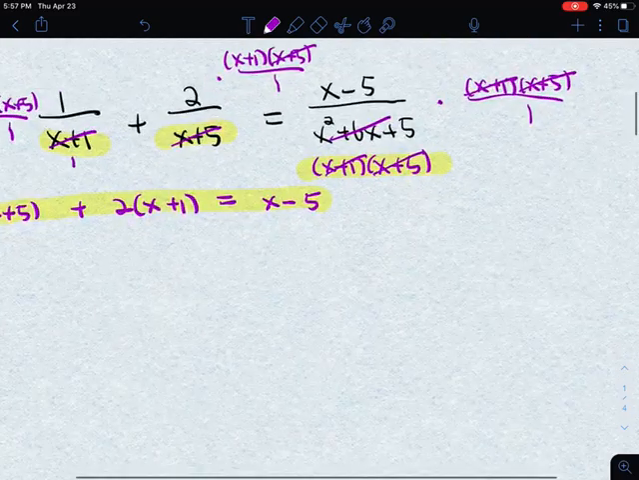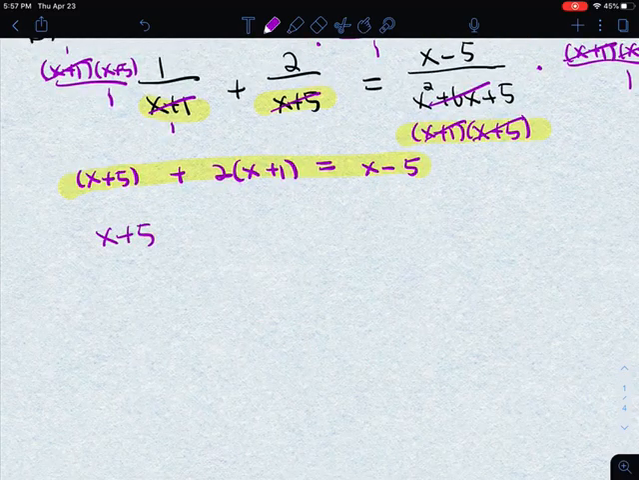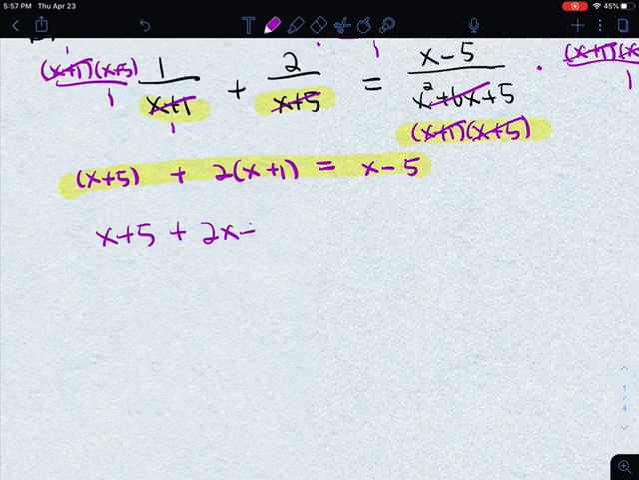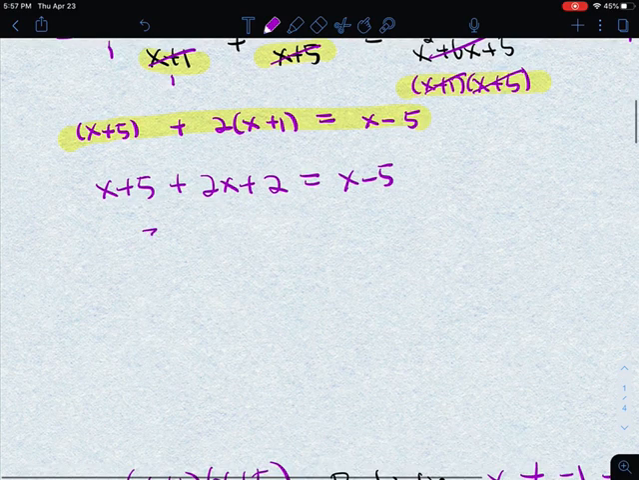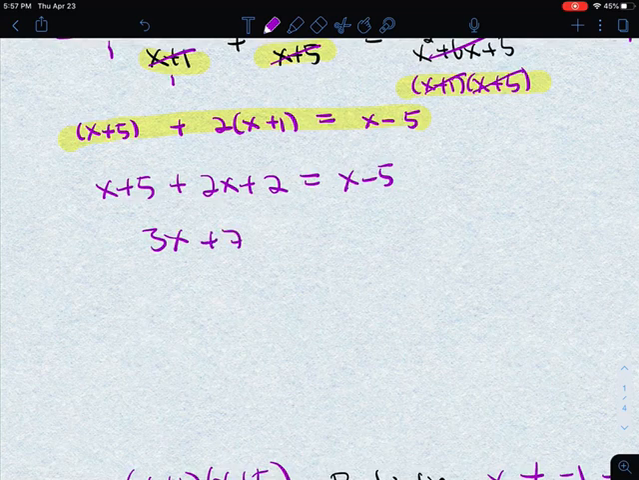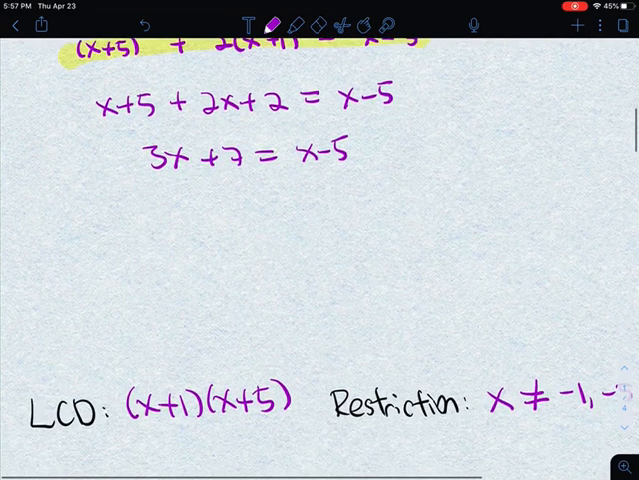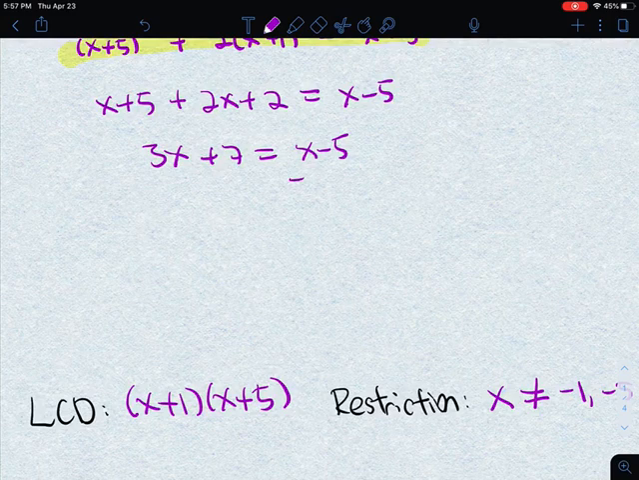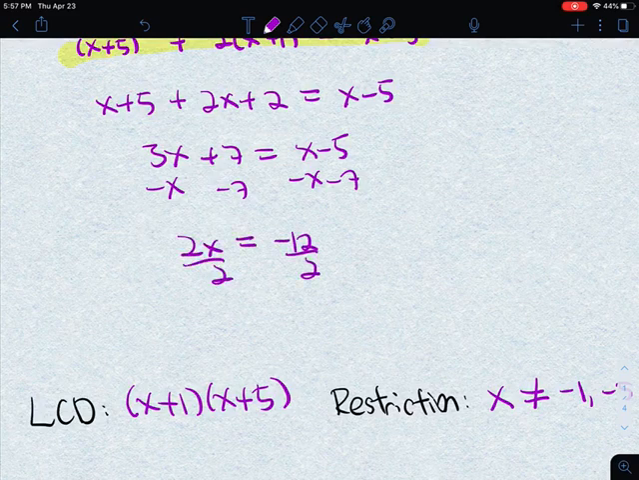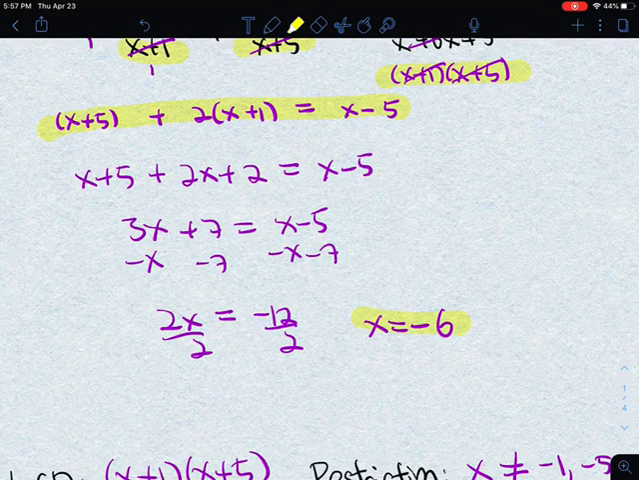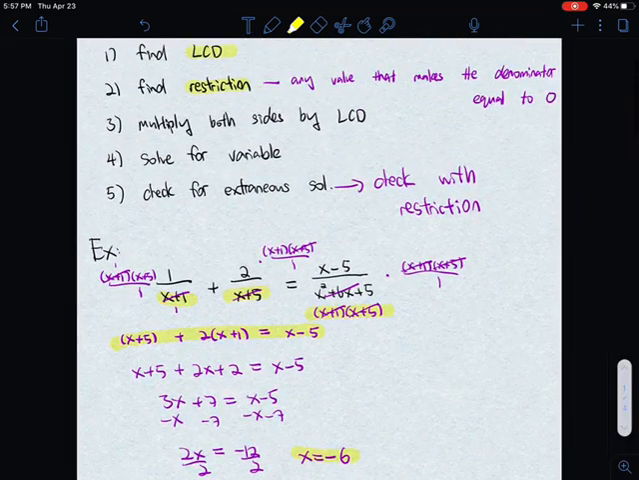So let's go ahead and continue. So that's x plus 5 plus, let's go ahead and distribute that out, 2x plus 2, is equal to x minus 5. Combine like terms, that's 3x plus 7 equals x minus 5. And then let's go ahead and subtract x on both sides, and then subtract 7 on both sides. So I get 2x is equal to negative 12. Divided by 2, I get x equals negative 6. And so that's step 4, to solve for the variable.